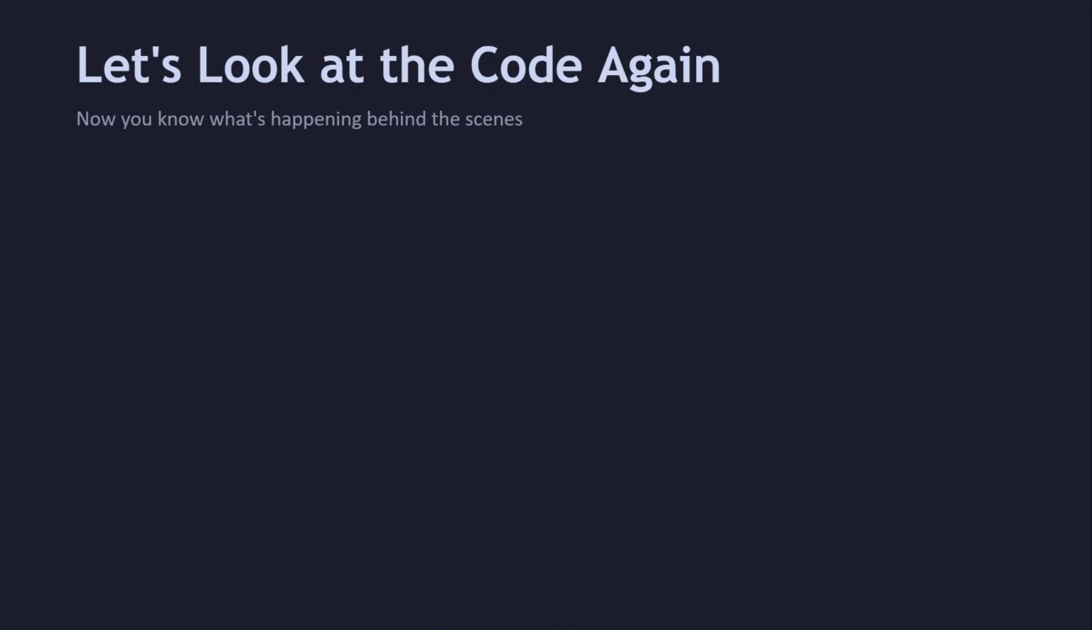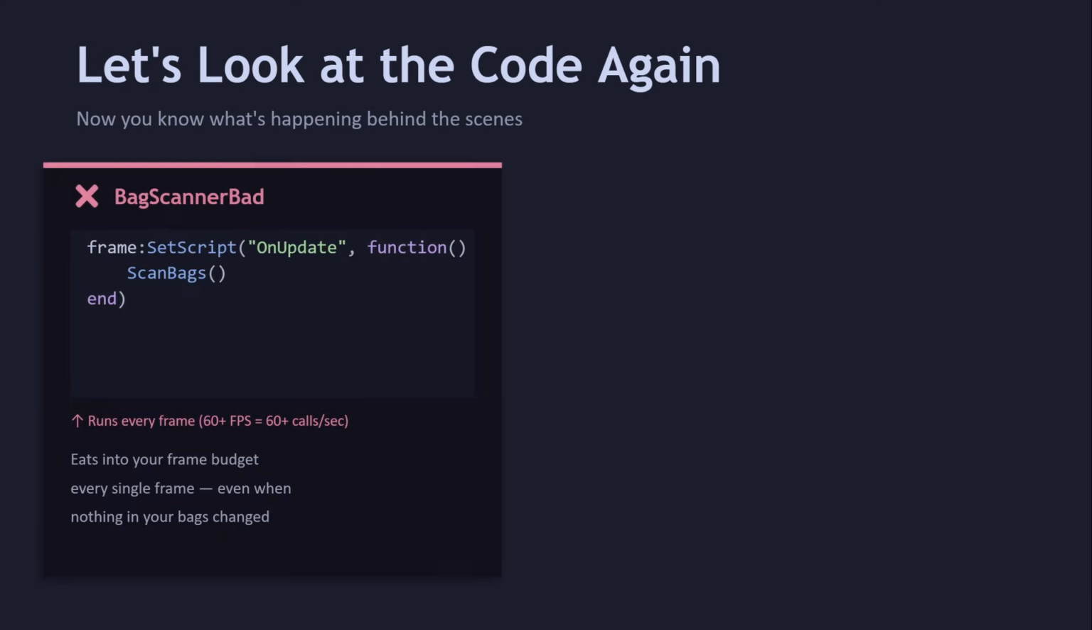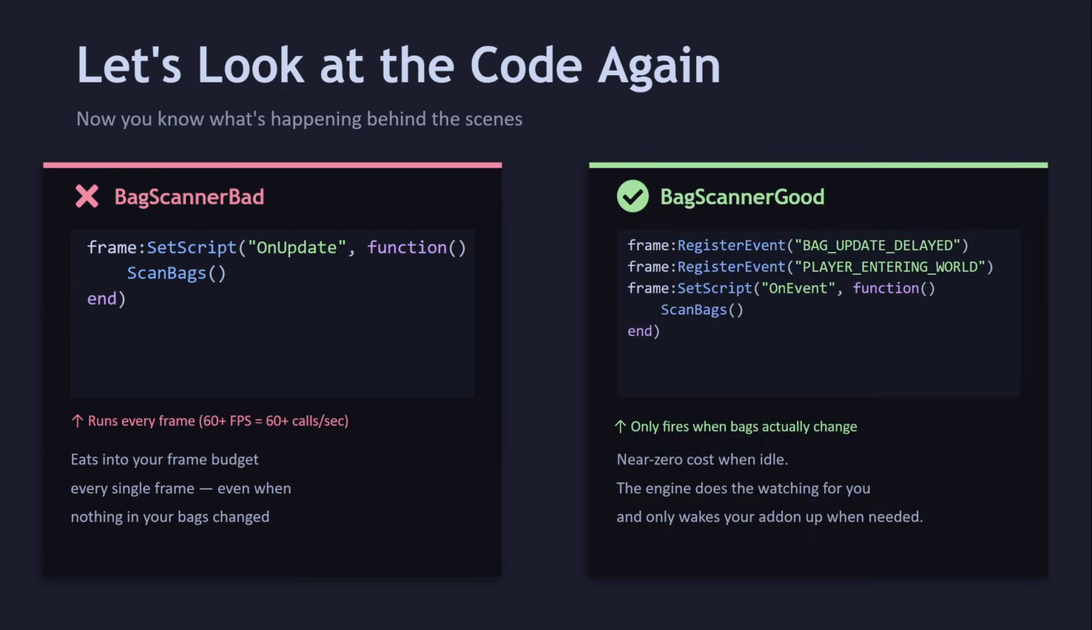Now, let's come back to where we started, because this should make a lot more sense now. On the left, Bagscanner Bad, the add-on that tanked our FPS, is calling SetScript OnUpdate. That means that this function runs every single frame. Every frame, it calls ScanBags. At 60 FPS, that's 60 calls per second. At 200 FPS, that's 200 calls per second. And every single one of those calls eats into your frame budget, even when absolutely nothing in your bags has changed.